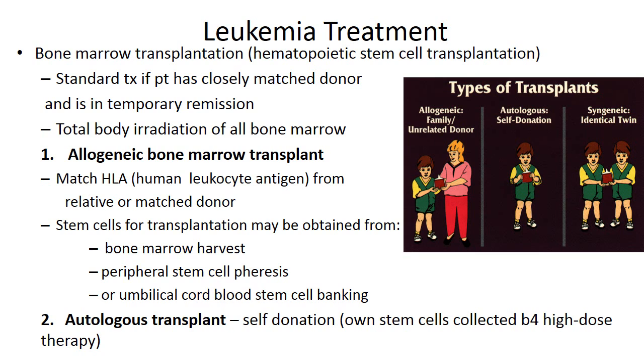And we do know that stem cells themselves can be obtained from bone marrow harvest from individuals who are willing to donate bone marrow, from peripheral stem cell pheresis, and also from umbilical cord blood stem cell banking. So we can take the cord blood from umbilical cords and use the stem cells from that for these bone marrow transplants.